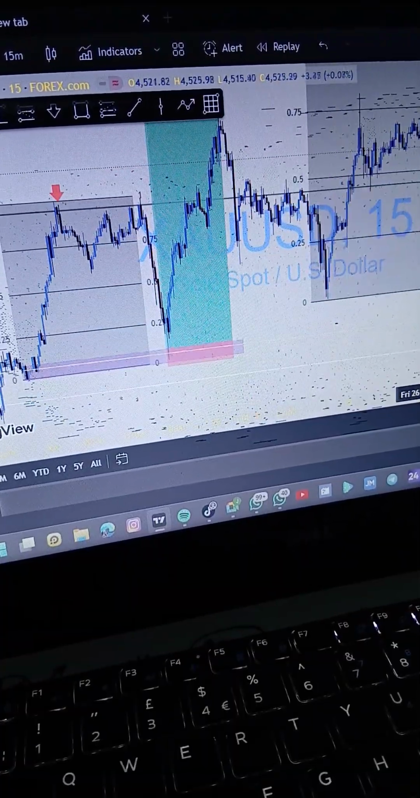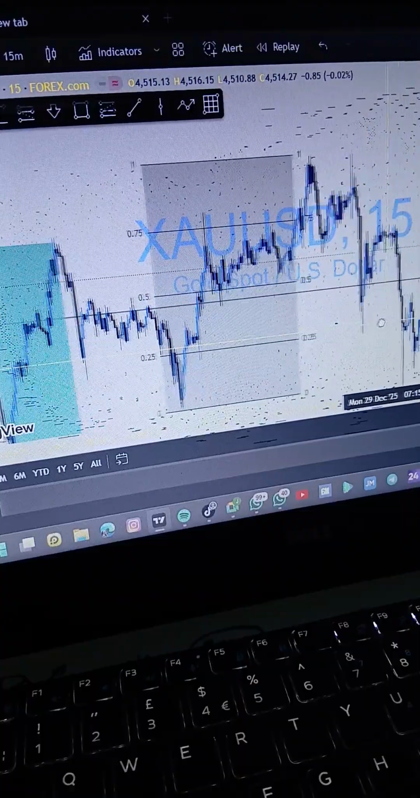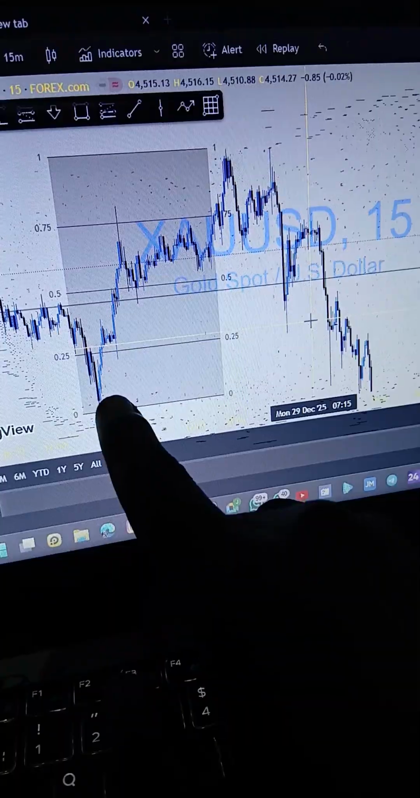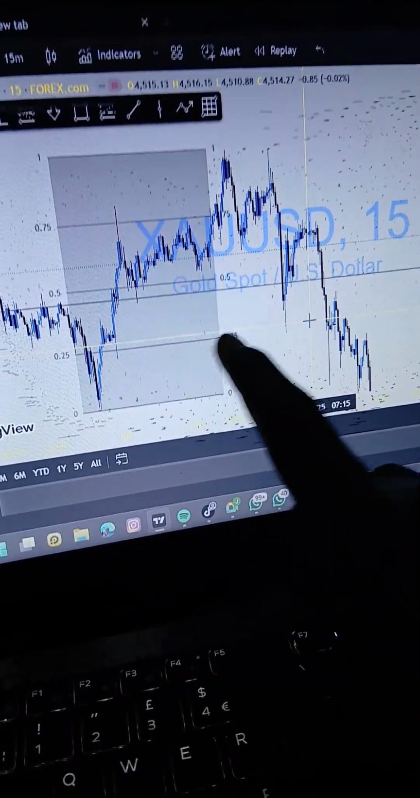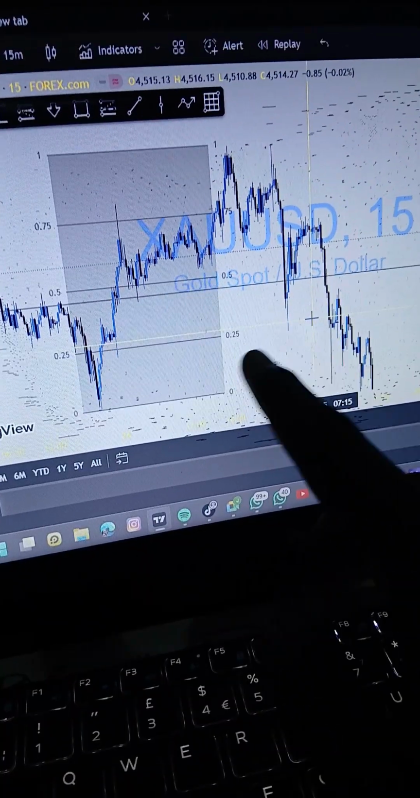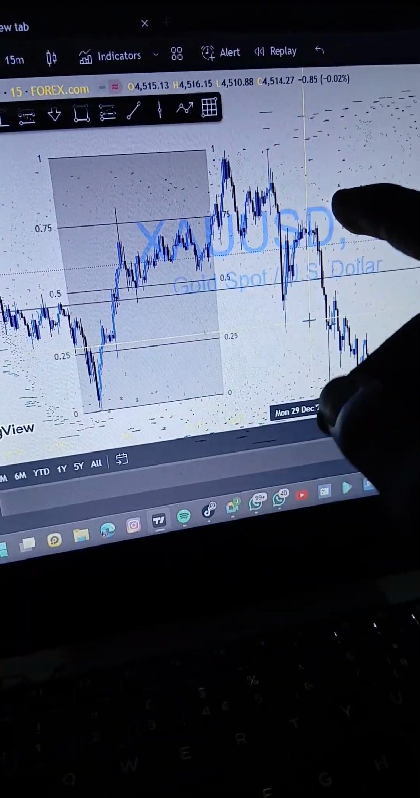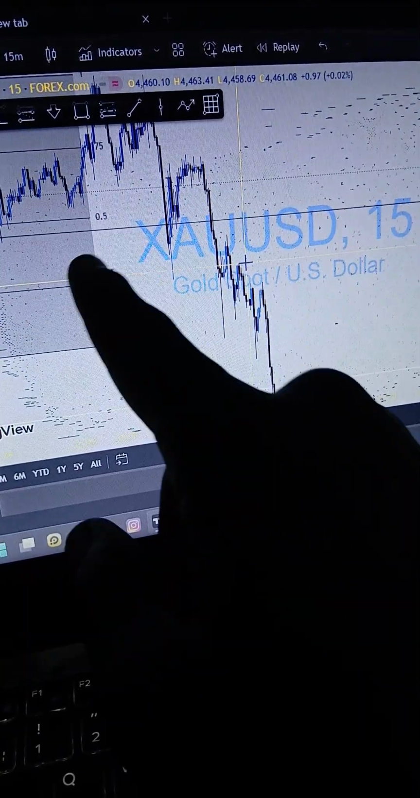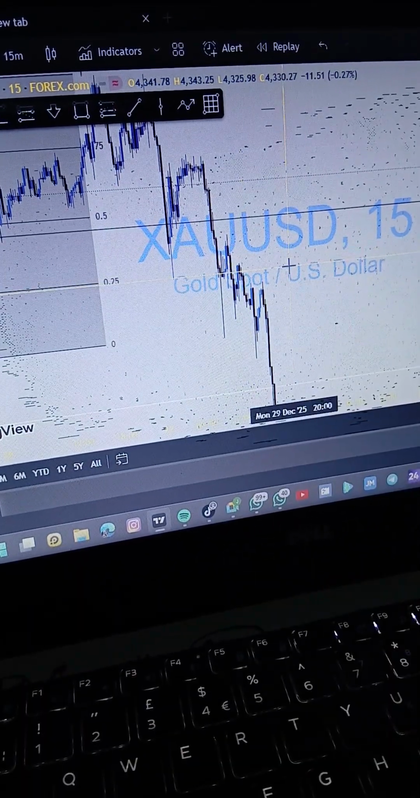Let me show you another one. So we have this one. I want to mark my highest point, my lowest point. I'm interested in the 25%. Price is coming there, respecting this zone of 25. After respecting there, it is pushing. Once it is breaking there, you sell. That is how you use this thing.